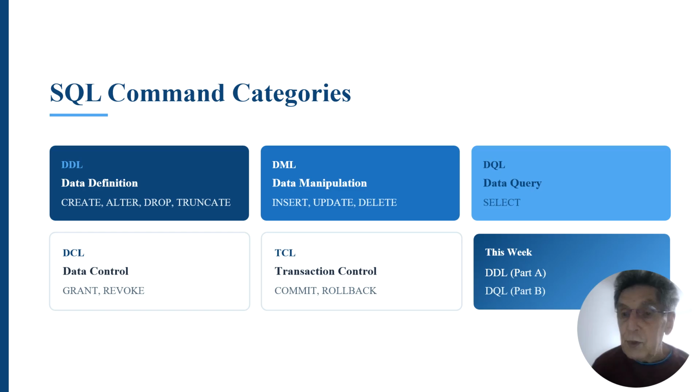And DCL, the data control language, involves grant and revoke. It controls who can do what and is critical for HIPAA minimum necessary access. TCL, the transaction control language, includes commit, rollback, and savepoint. It manages transaction boundaries and ensures ACID compliance. So think of it like building a hospital. The DDL builds the rooms. DML fills them with equipment. DQL finds what you need. DCL controls who has the keys. And TCL ensures construction phases complete properly.